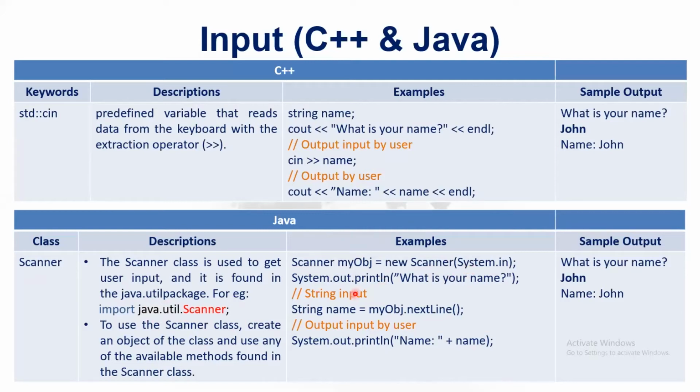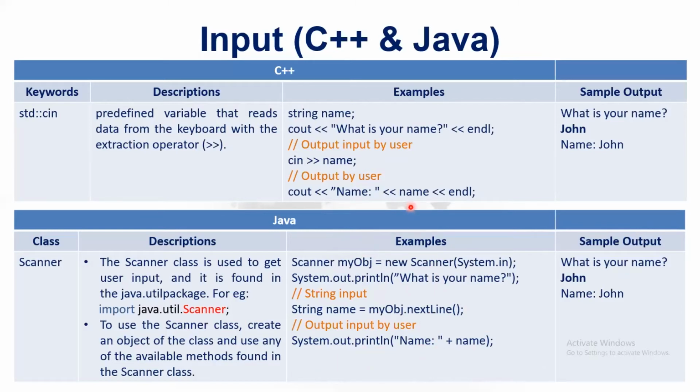Then of course, you need to output a prompt. You need to ask the user what is your name. Then based on the object, the scanner that you created, which is myObject, you ask the user to key in with .nextLine. So these are the functions to ask the user to actually key in the value. And of course, you print it out.